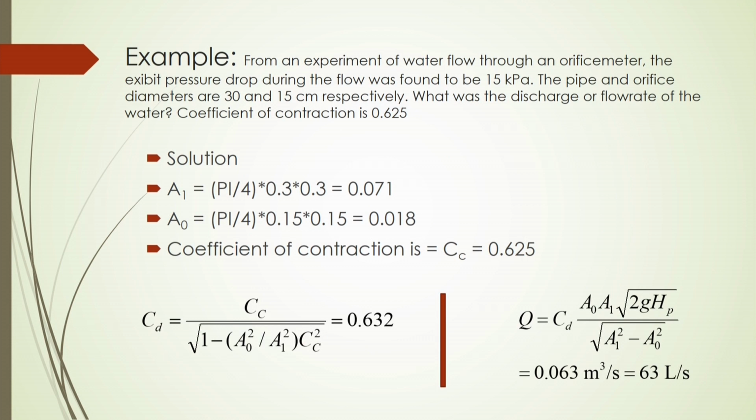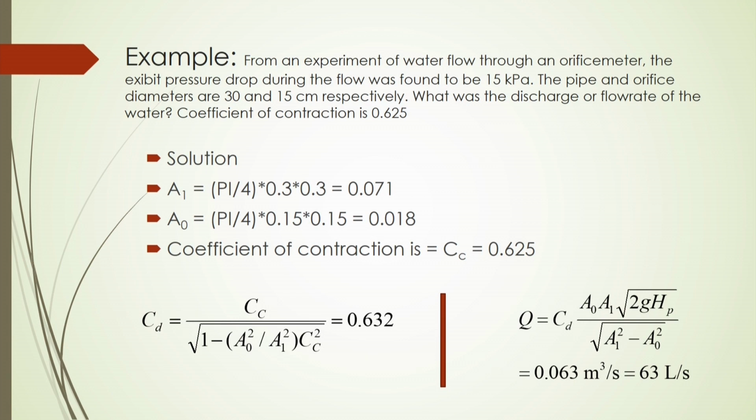Let us do an example based on this principle of the orifice meter. From an experiment of water flow through an orifice meter, the pressure drop during the flow was found to be 15 kilopascal, and the pipe and the orifice diameters are 30 and 15 centimeter respectively. Then what was the discharge flow rate of the water? The coefficient of contraction is given as 0.625.